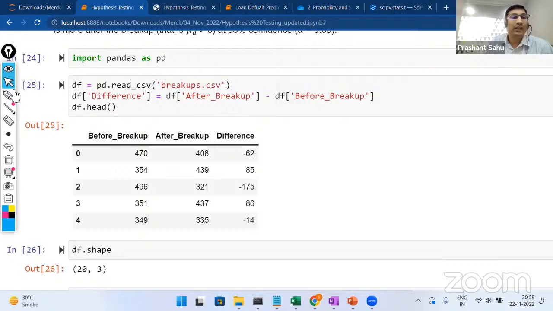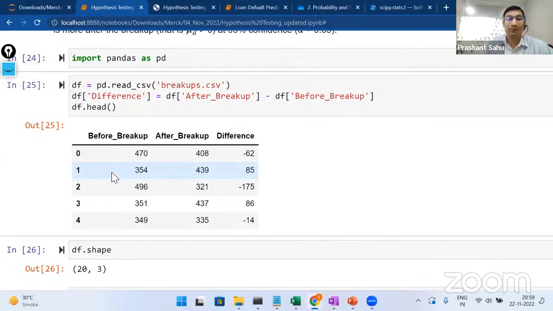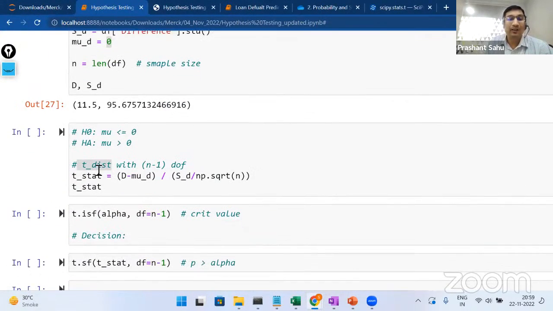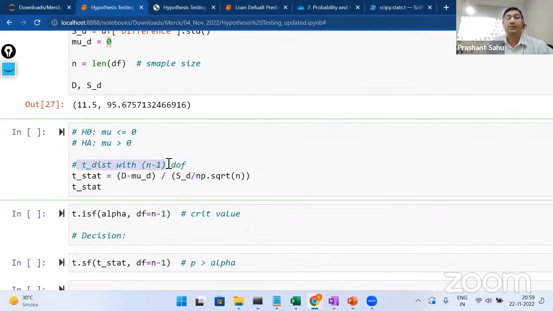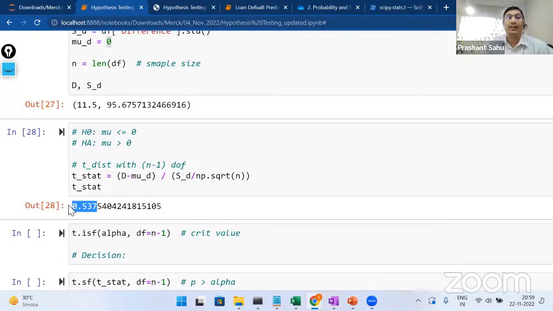Now this difference, you will get this statement in the statistics books, that this difference, this column, follows a t distribution with degree of freedom n-1. So that is what I mentioned here. It's a t distribution with n-1 degree of freedom. So just substitute the values and what I get is this. This is a t stat.